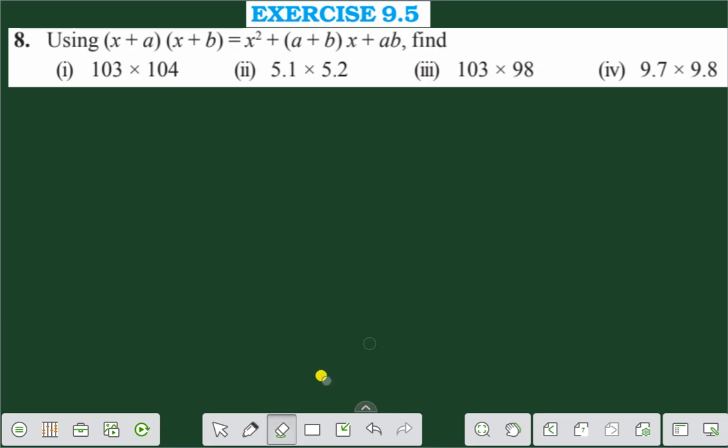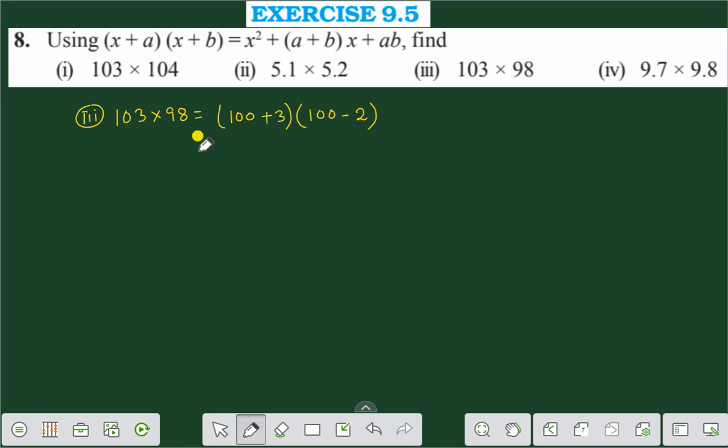Now we solve question number 3. Now you see question number 3 here is given as 103 into 98. It can be written as (100 plus 3) into (100 minus 2).